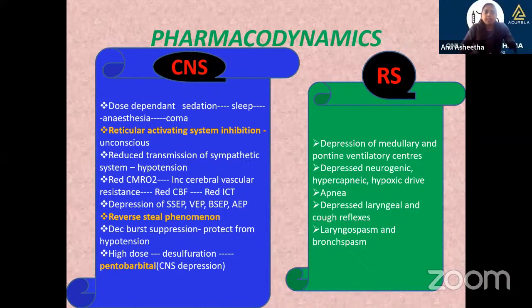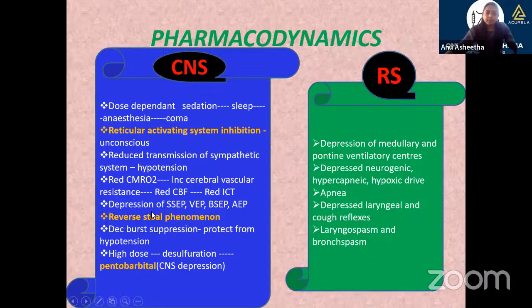Then the sympathetic nervous system is depressed. So this results in hypotension. Whereas the cerebral metabolic oxygen requirement is also reduced, which increases the cerebral vascular resistance, thereby reducing the cerebral blood flow and hence reducing the intracranial tension. Hence it is mainly used in neurosurgeries. It is also used as a cerebroprotective agent in cardiac surgeries.